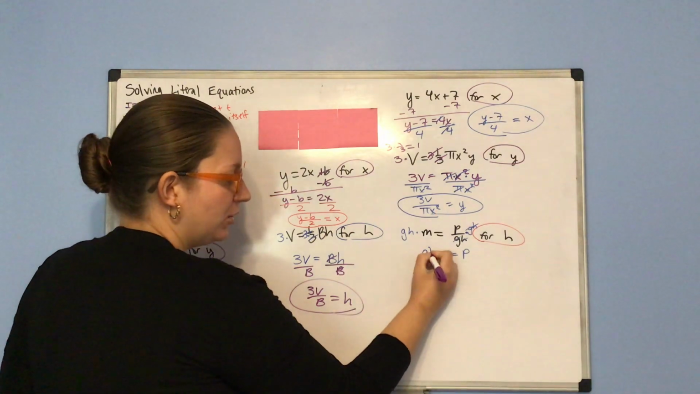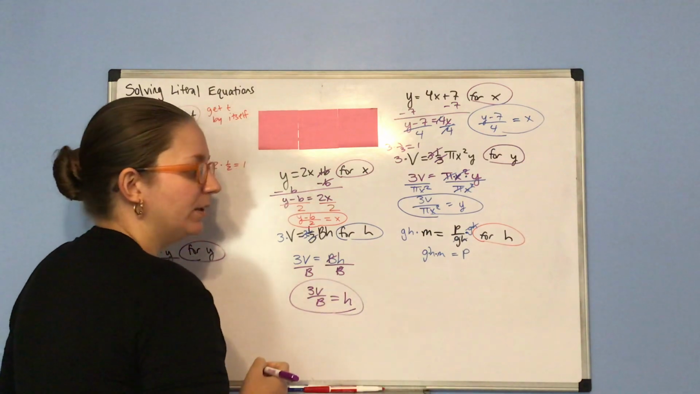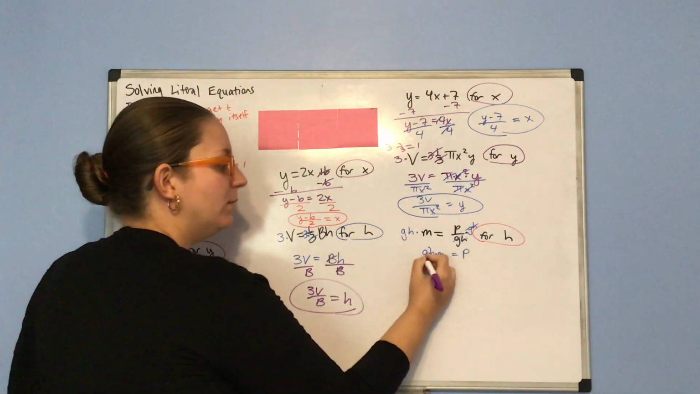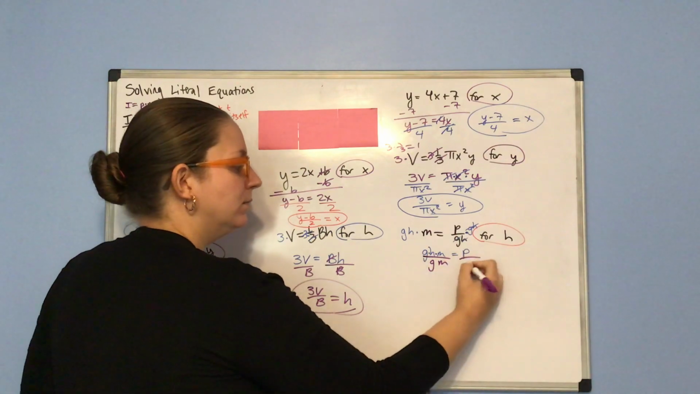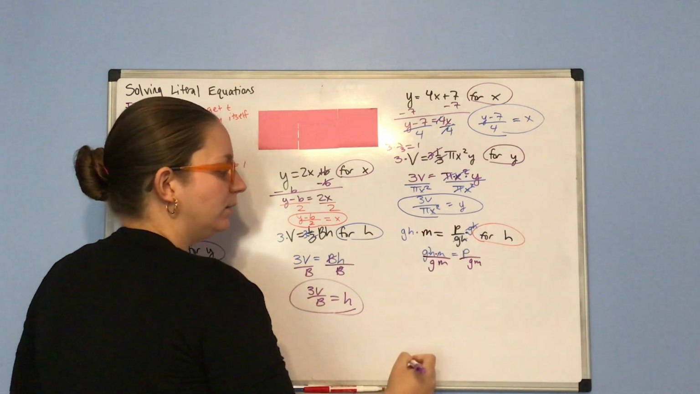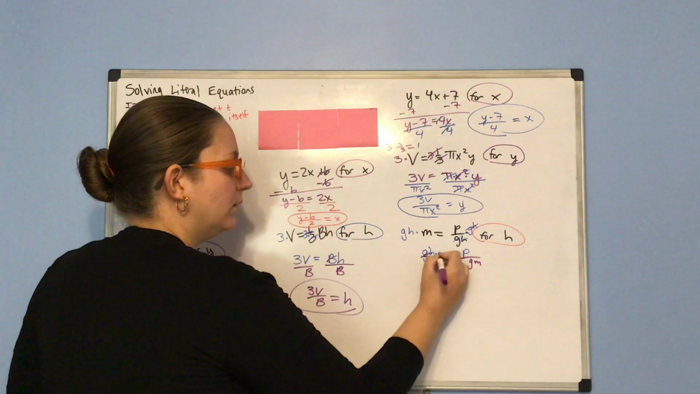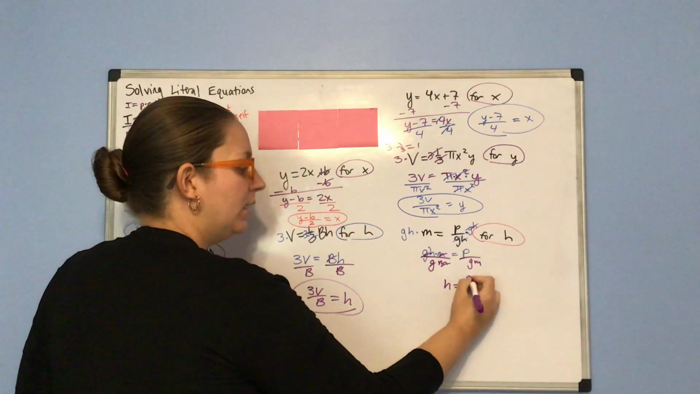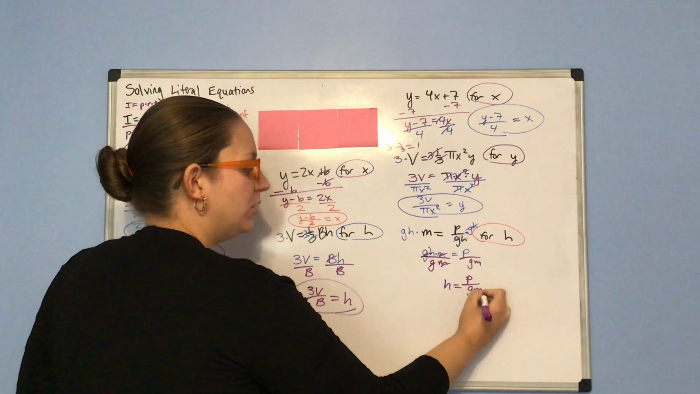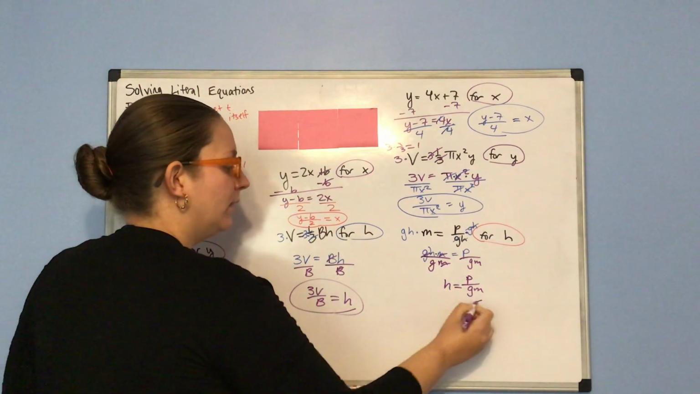So what's happening to h? It's getting multiplied by g and m. To undo multiplying, we divide, so divide by g, divide by m. Same thing over here. Final answer, I get h by itself, which is what I want. P on top, gm down in the denominator.